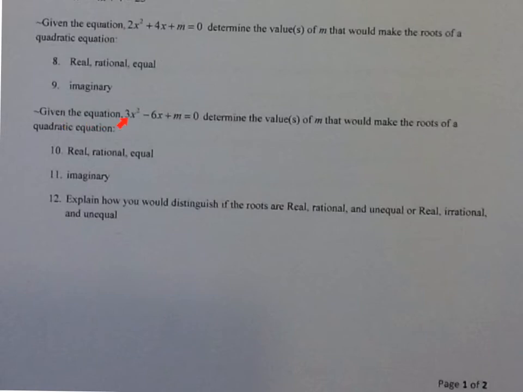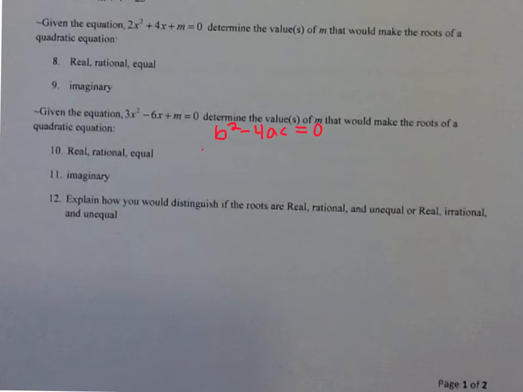Okay, so I have the same thing for 10 and 11. Given the equation 3x squared minus 6x plus m equals 0, find the value of m that will make the roots of the quadratic equation. I want them real, rational, equal. Now remember, real, rational, equal, your discriminant, b squared minus 4ac, has to be equal to 0.